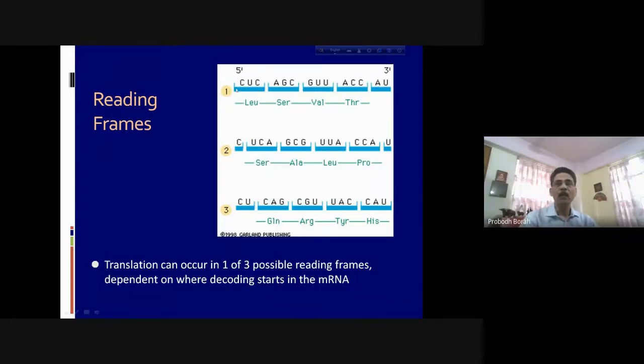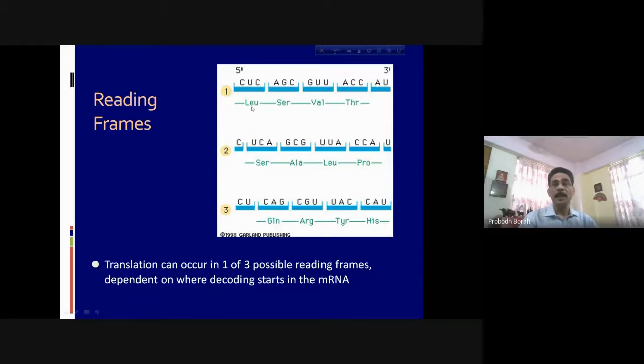This is one where we consider the first nucleotide as the first nucleotide of the first codon, and therefore the first codon will be CUC, the second codon will be AGC, the third will be GUU, and the fourth will be ACC. So in that case, if this is true for this particular part, then it may give rise to this particular peptide sequence in the protein after translation.